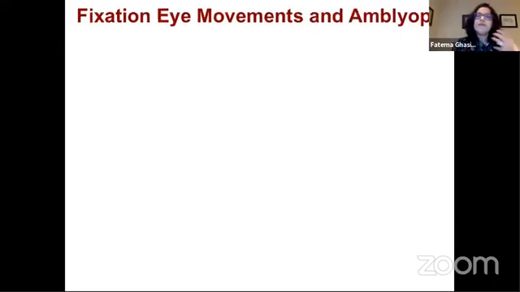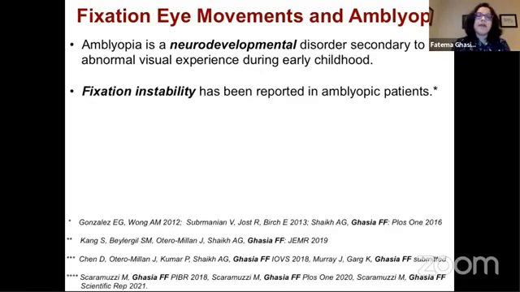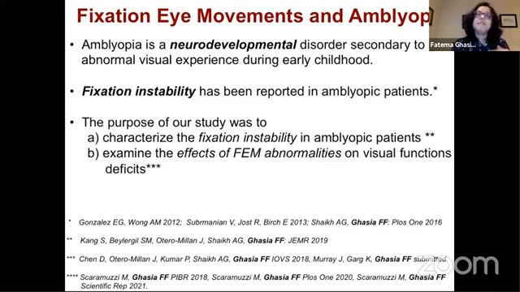Now, moving on to fixation instability in amblyopia, which has been reported by a number of labs. Amblyopia, as we all know, is a neurodevelopmental disorder secondary to abnormal visual experience during early childhood. And what we did in our study is that we wanted to characterize what causes fixation instability in amblyopia and then examine the effects of FEM abnormalities and how they correlate with visual function deficits seen in amblyopia.